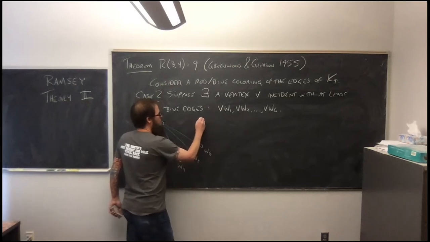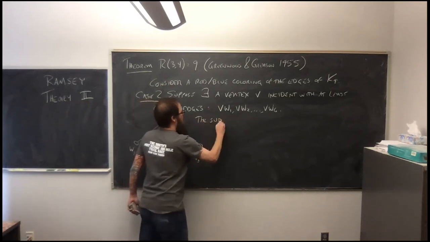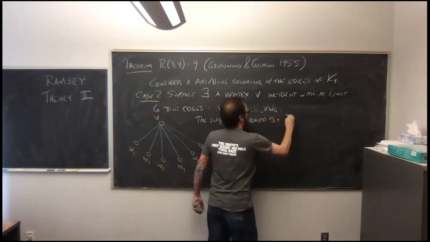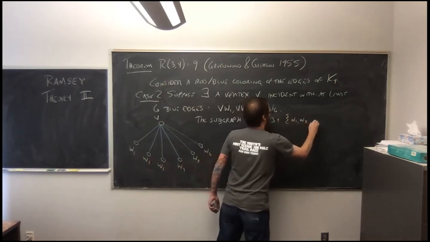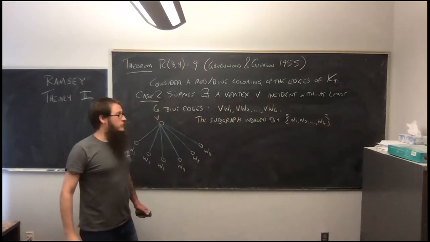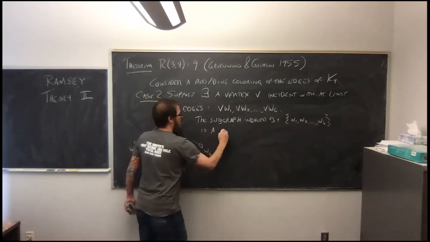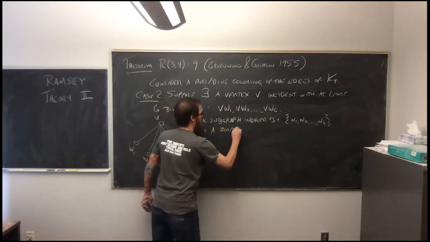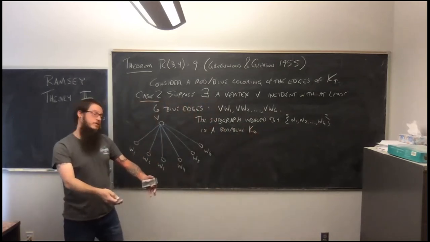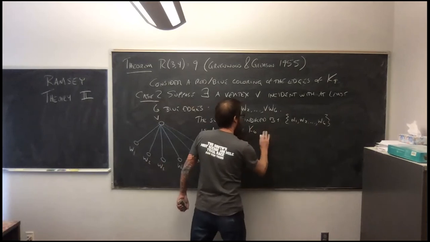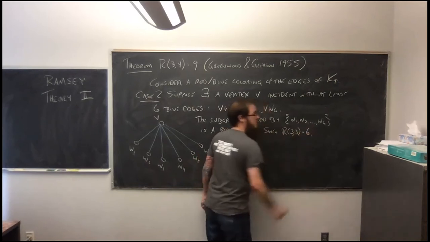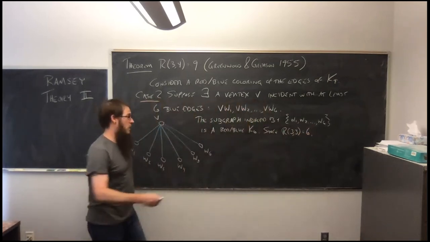So the subgraph induced by W1 through W6 is a red-blue K6. So now we're falling back to our previous result. Since R(3,3), we know, is 6, there exists a red triangle or a blue triangle.